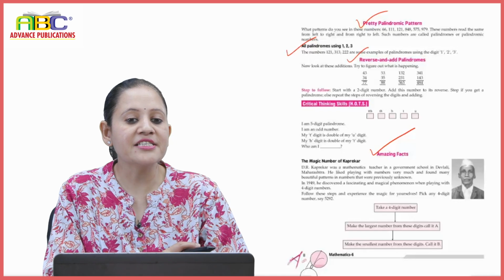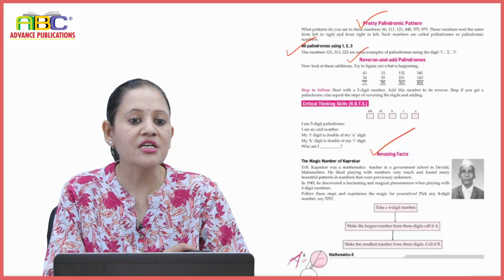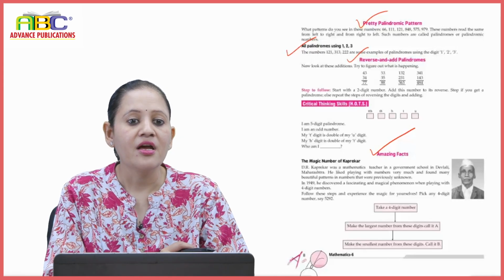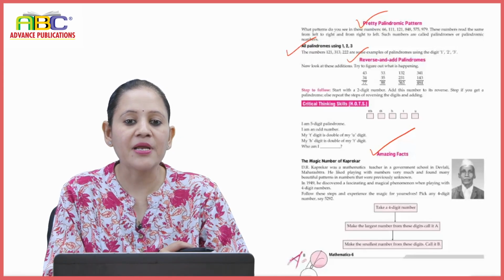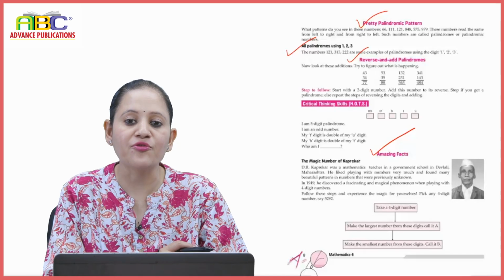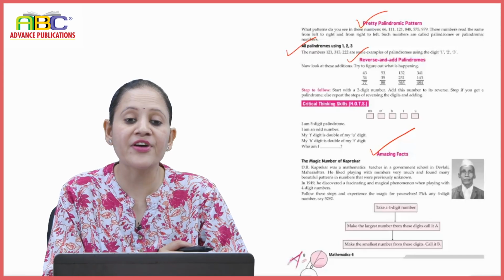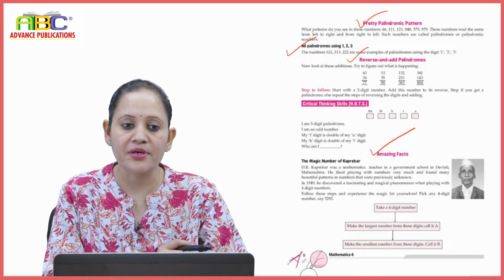The magic number of Kaprekar. Dr. Kaprekar was a mathematician, a mathematics teacher in a government school in Devlali, Maharashtra. He liked playing with numbers very much and found many beautiful patterns in numbers that were previously unknown. In 1949, he discovered a fascinating and magical phenomenon when playing with 4-digit numbers.